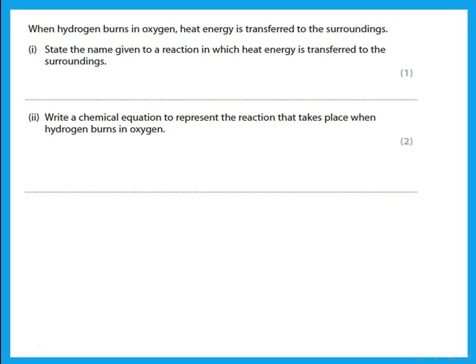Another question says, when hydrogen burns in oxygen, heat energy is transferred to the surroundings. State the name given to a reaction in which heat energy is transferred to the surroundings. We said any reaction that gives out heat, this is called an exothermic reaction. Write an equation to represent the reaction that takes place when hydrogen burns in oxygen. Well, that's easy. Hydrogen plus oxygen would give water, and then you need to balance. Again, a chemical equation is a symbol equation that is balanced, not a word equation. If he wants you to write a word equation, he will say write a word equation. Otherwise, it is a symbol equation and it has to be balanced.